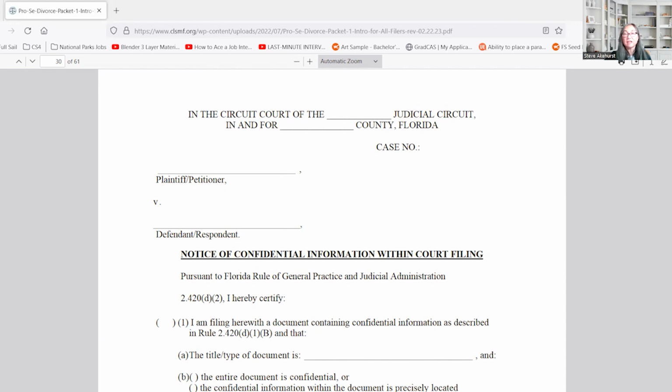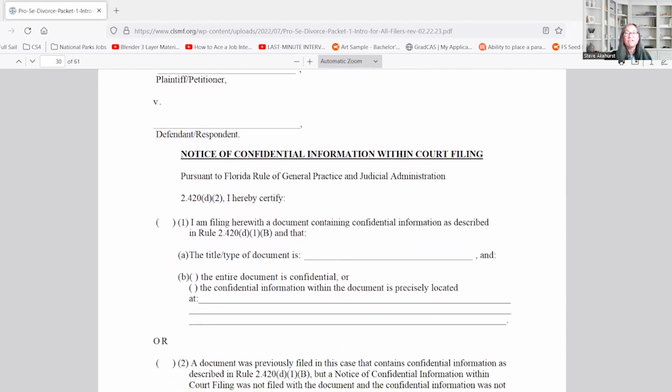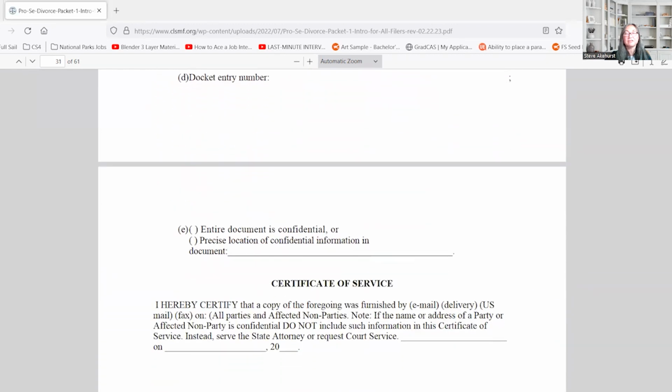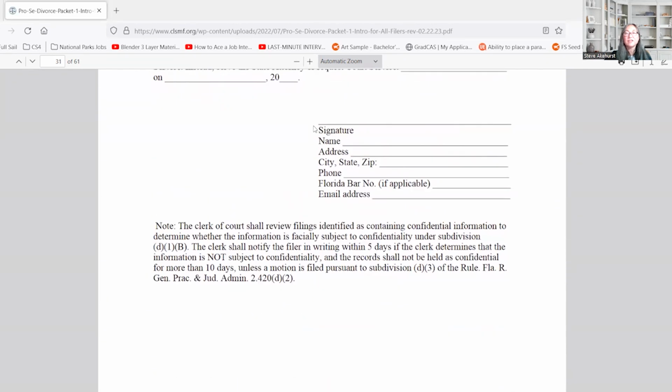So you're going to fill out the top the same. And you're going to fill out, I am filling out this form, and the entire document is confidential. And the document is the notice of Social Security number. This is just a notice letting them know there's confidential information you're filing. And for this one, you don't have to notarize. You can sign and date.